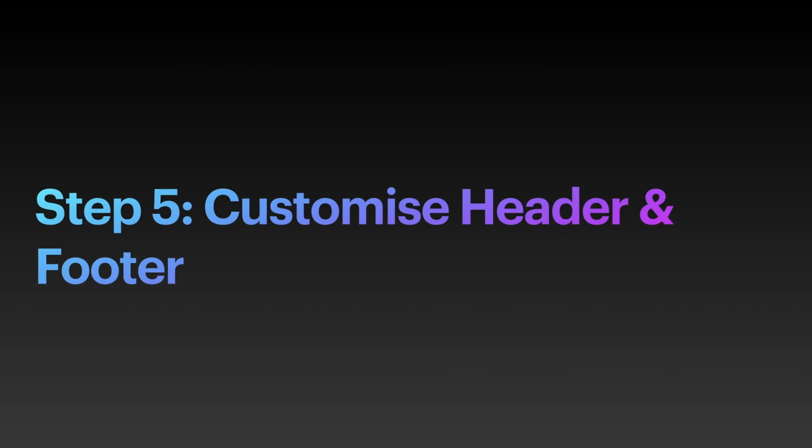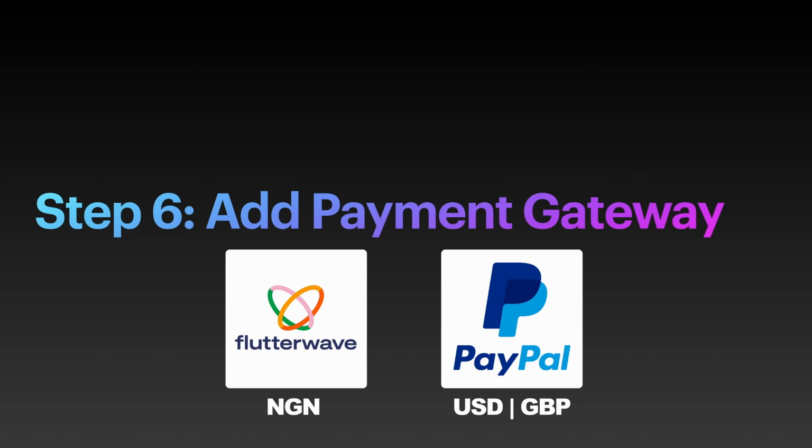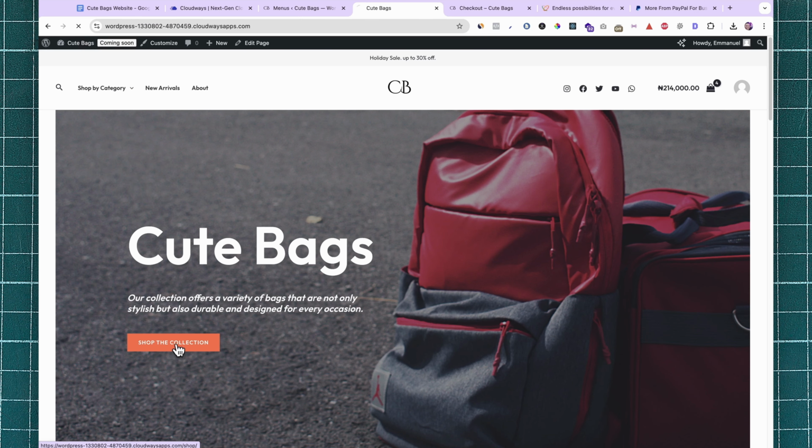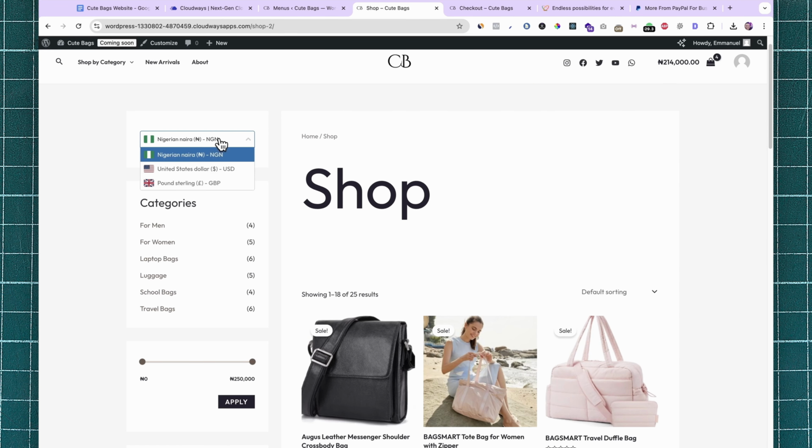So the next step for us now, after fixing the header and the footer, is to add a payment gateway so that customers can easily pay for the products they want to buy. And for this website, I'm going to use two payment methods: Flutterwave for Naira payment, and then PayPal for USD and pounds payment. Remember that earlier we had set up multiple currencies for our store, so people can pay either with Naira for Nigerians, US dollars, and then pounds. So I'm going to use Flutterwave to process Naira payments and then PayPal to process pounds and dollar payments.